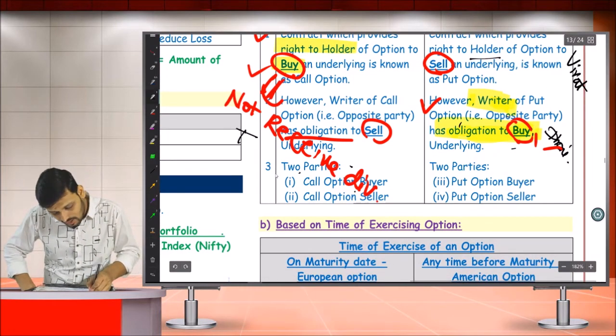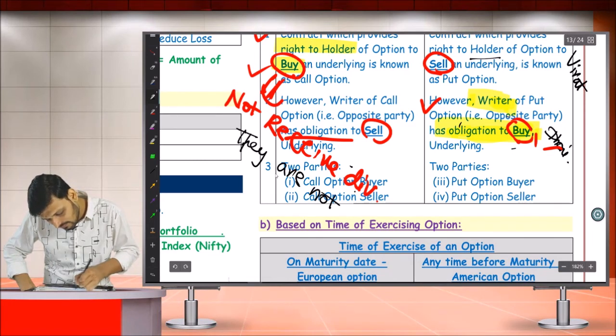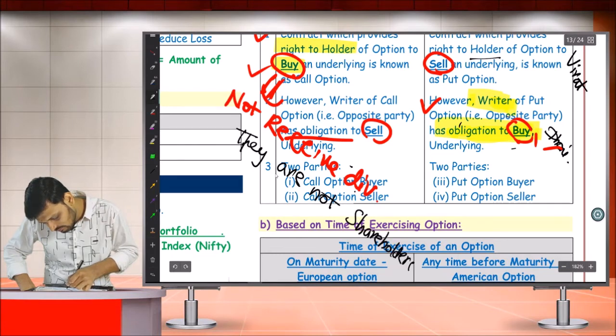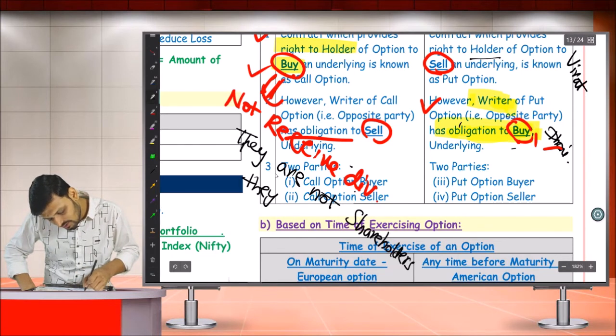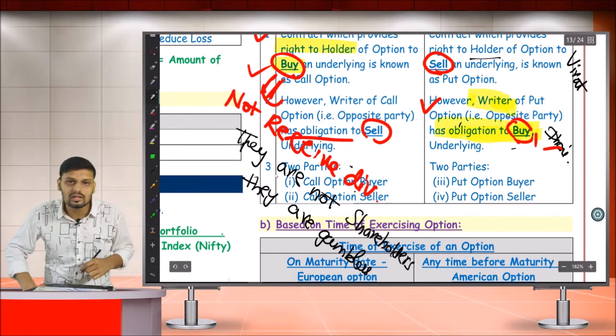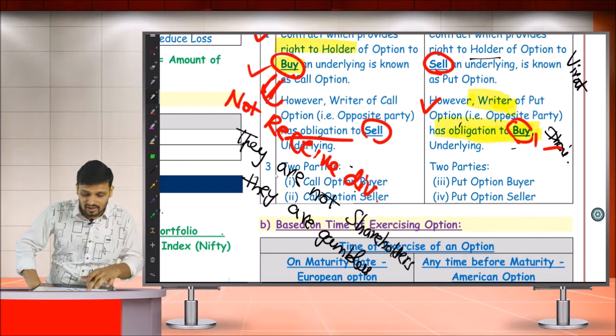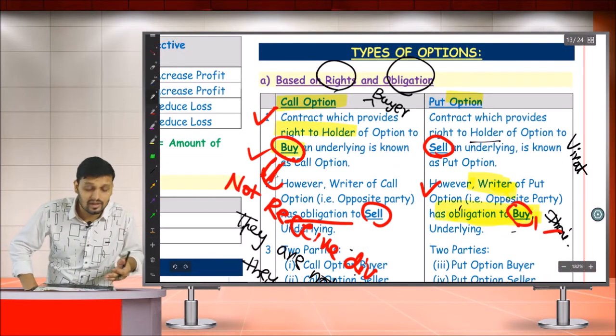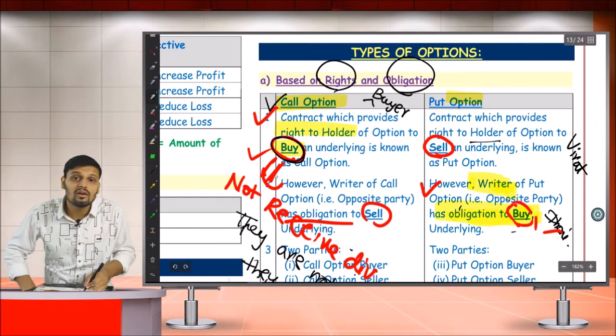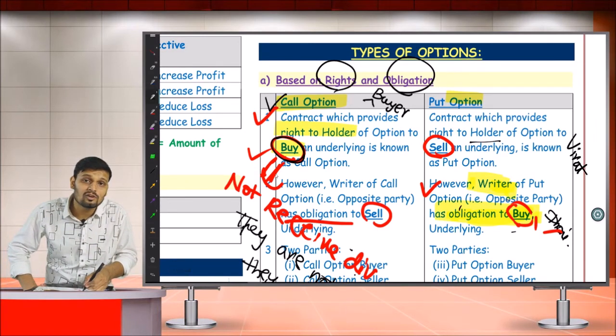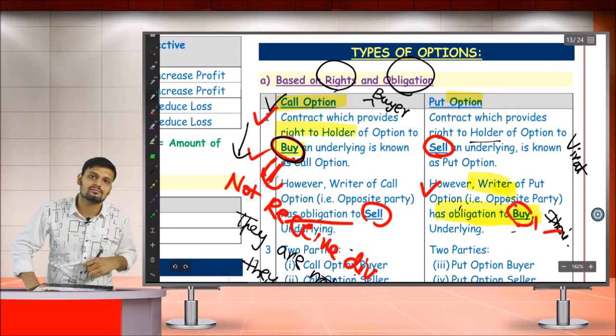Because they are not shareholders. They are gamblers. They will never receive dividend. But right now the price has come cum dividend. So that is why, if the price has come cum dividend, call option buyer will be willing to pay a lesser amount.